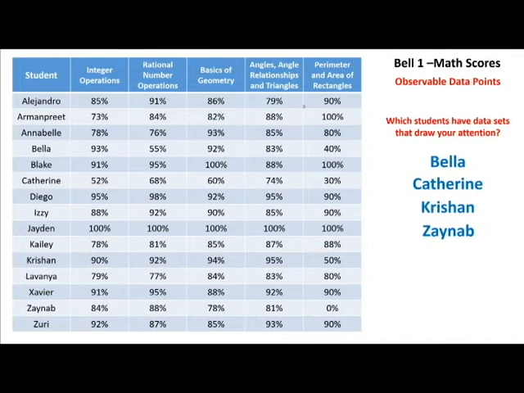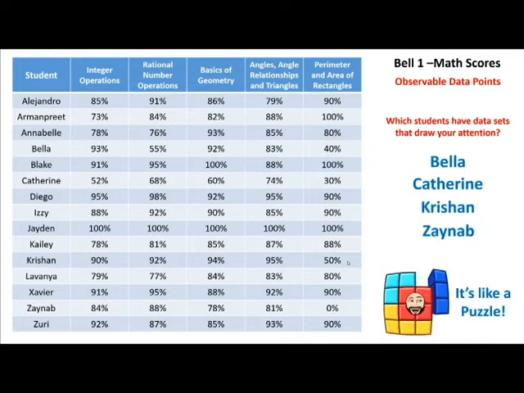And when I look at their scores, looking at Bella, I can see that Bella's got a 40% on this perimeter and area test. Catherine's got a 30%, Krishan's got 50%, and Zainab has a 0%. So those four students in particular did not get scores we would like to see on this test. So we want to look at their data just a little bit closer.